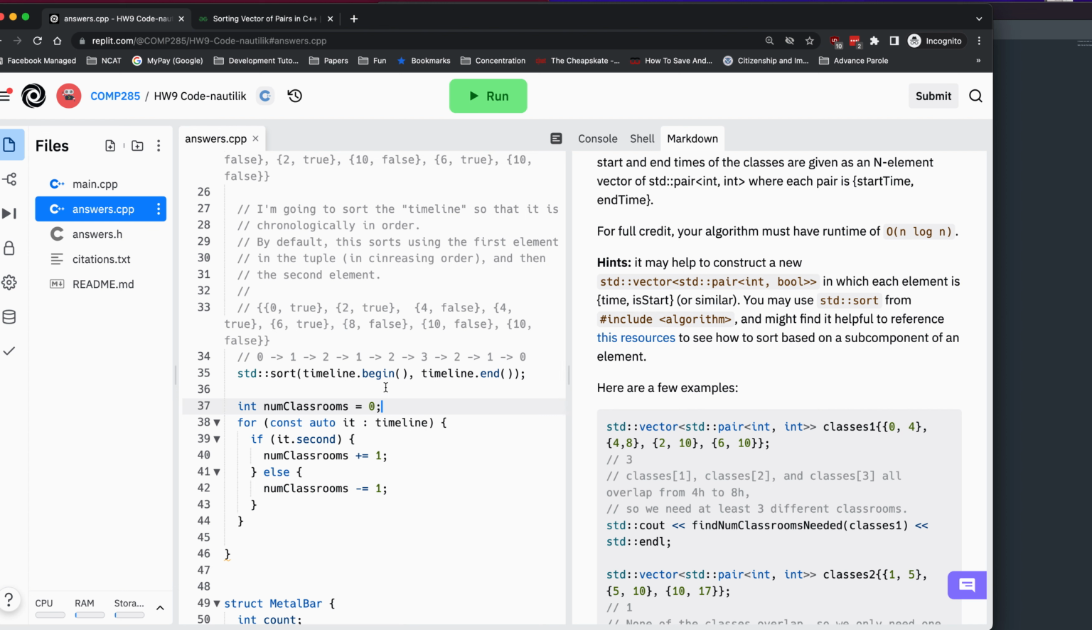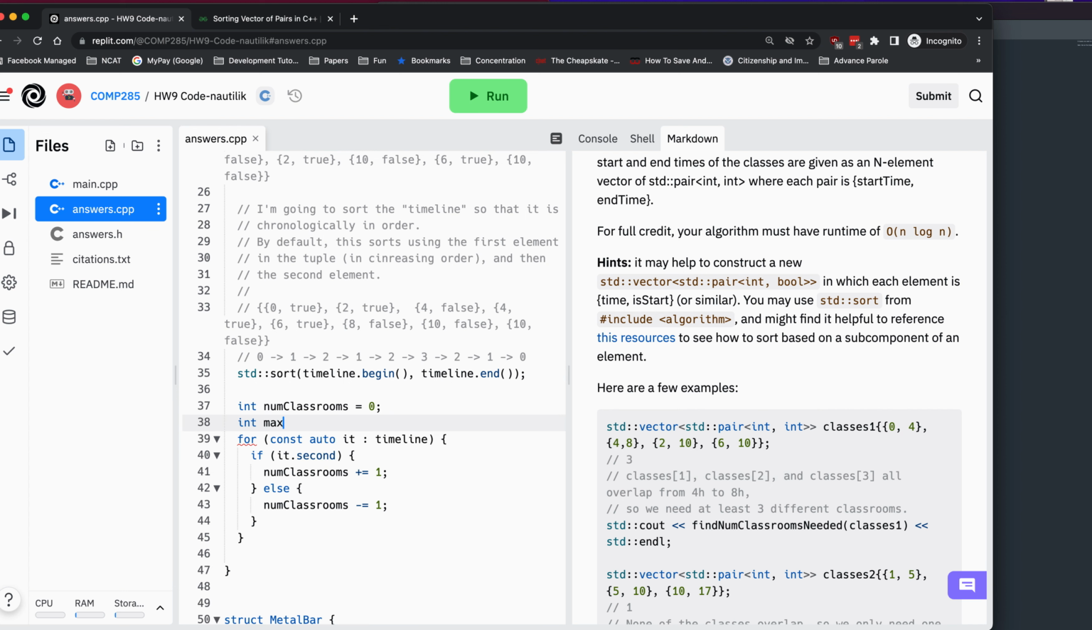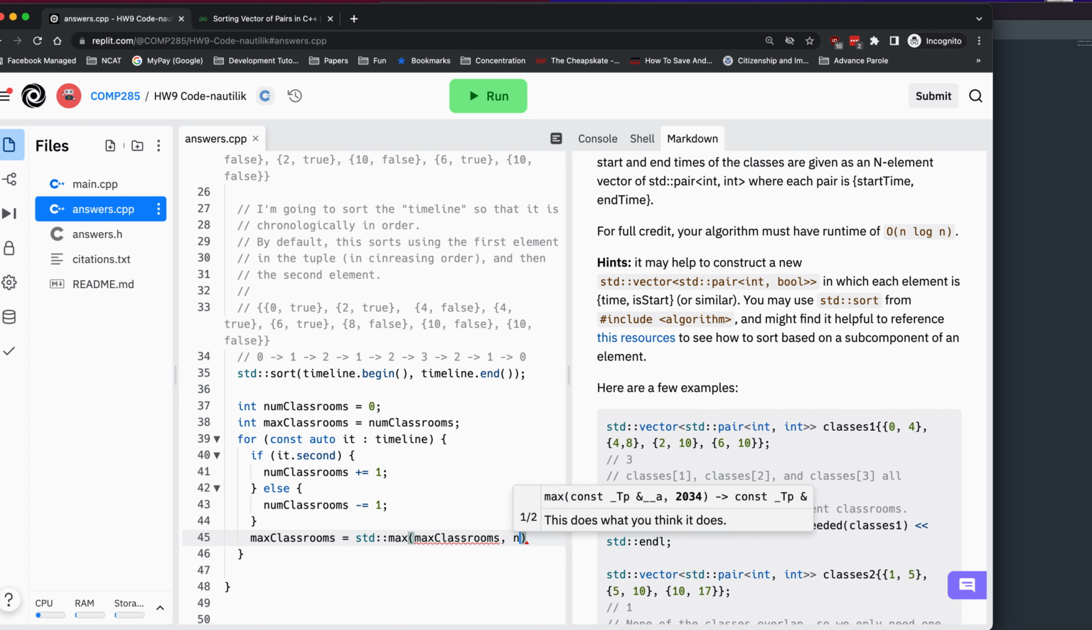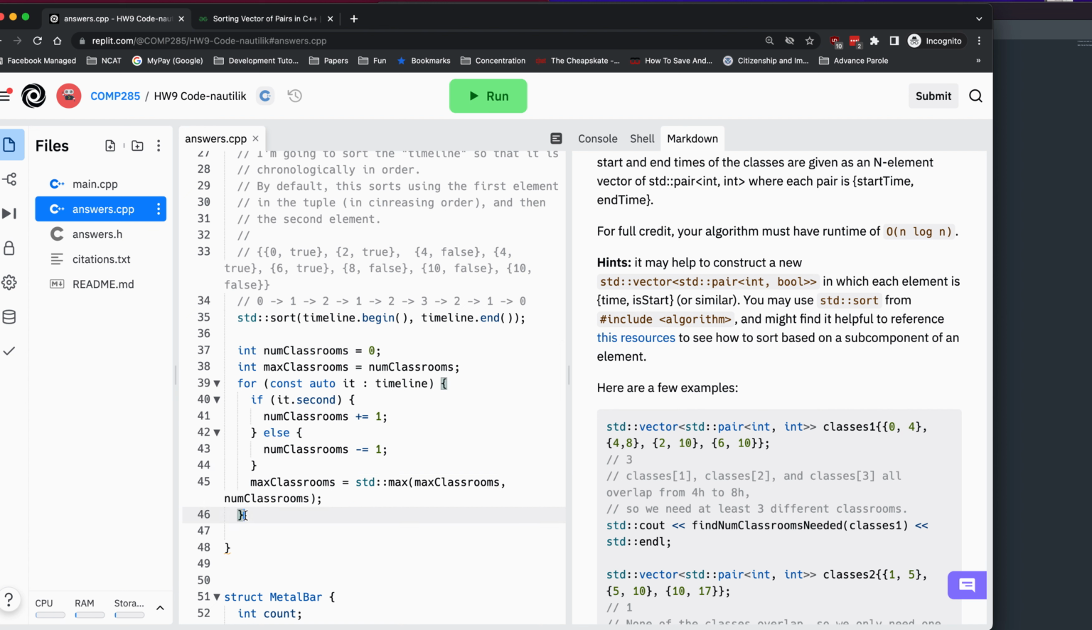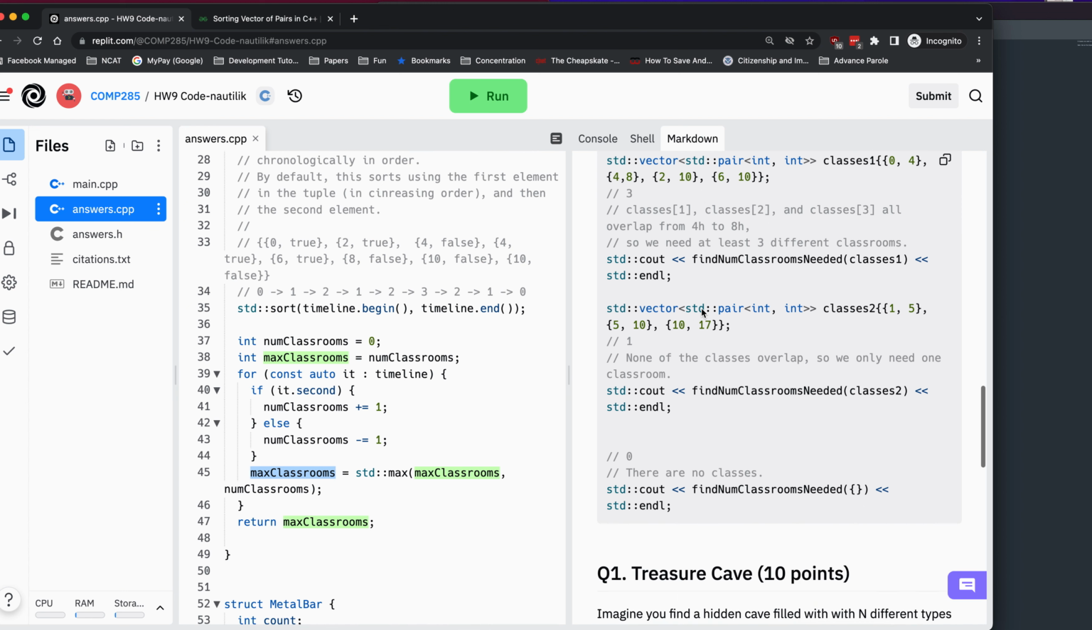And like we mentioned, our goal is to figure out what is the maximum, max classrooms used. So every time we change the variable, we can say, the max classrooms is just the maximum of whatever we had before and however many classrooms we are currently using concurrently. Cool. And that actually means that at the end, you can just return the maximum number of classrooms you ever saw used concurrently, because that's the minimum number of classrooms you need in order to fit the entire schedule. So that's for this part of the problem.